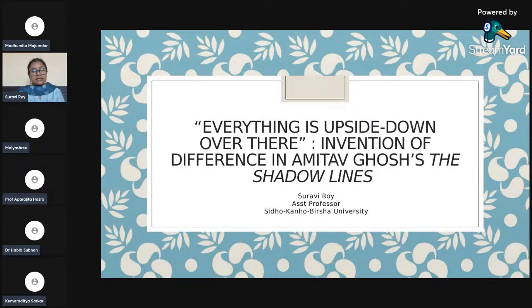This is Tamma, the narrator's grandmother. She says this while describing her ancestral house in Jindabahar Lane in Dhaka to her grandson, the narrator, when she was describing her childhood. And she uses this phrase, "Everything is upside down over there," to describe her Jathamoshai's house.